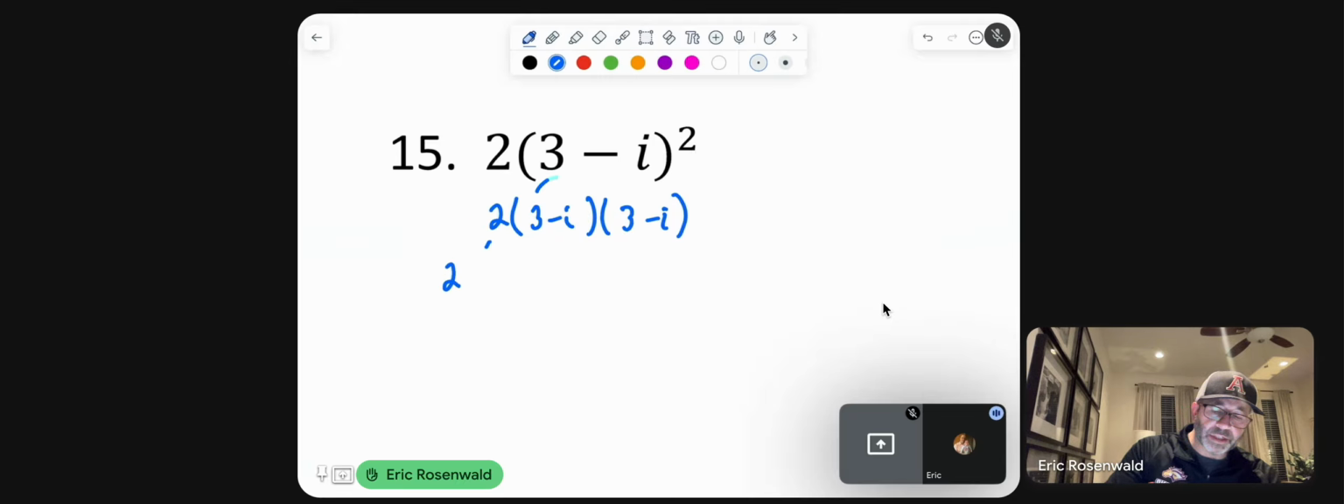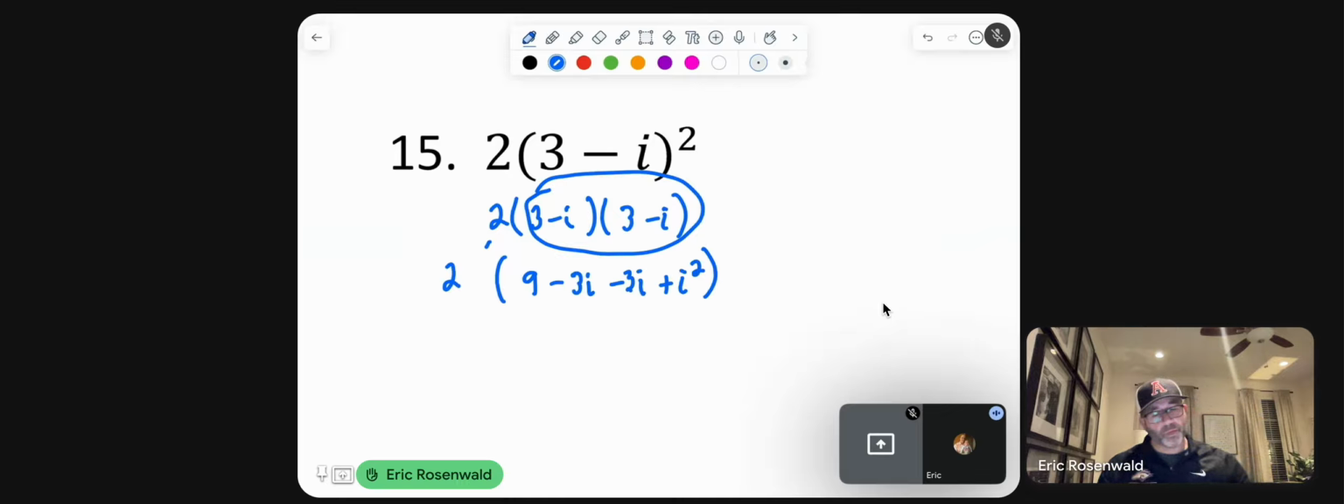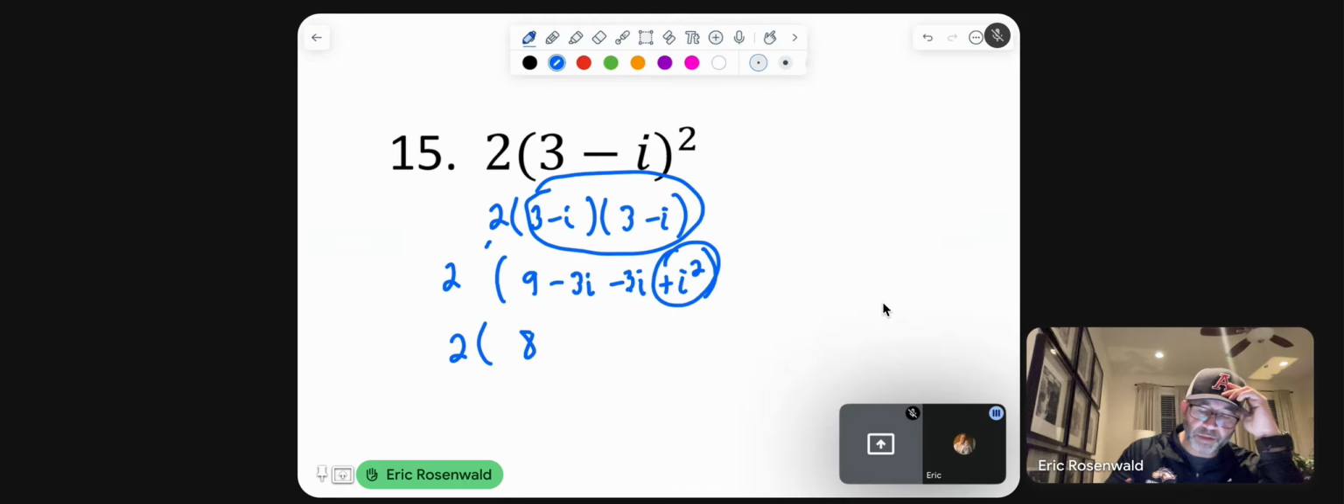So just looking at this portion right here, when we multiply that out, we're going to have 9 minus 3i minus 3i plus positive i squared. Okay, that's just doing FOIL. If we simplify that, we're going to have 2 times, this will turn into a negative 1, so that'll be 8 minus 6i. And then we simplify from there, we have 16 minus 12i.